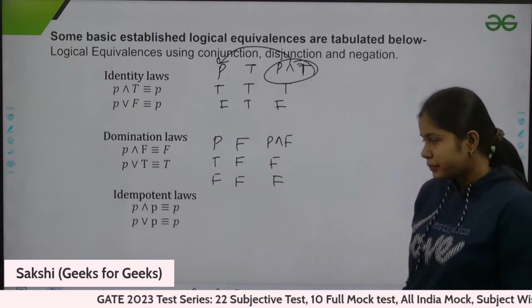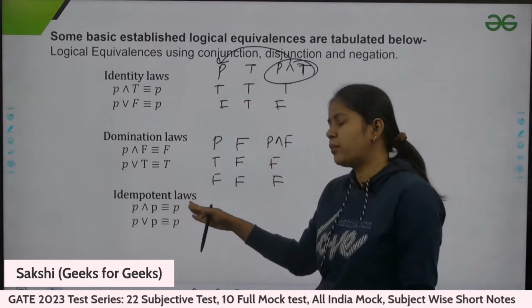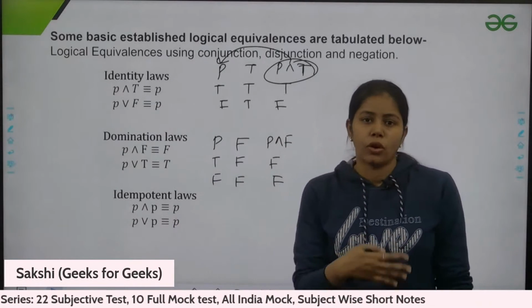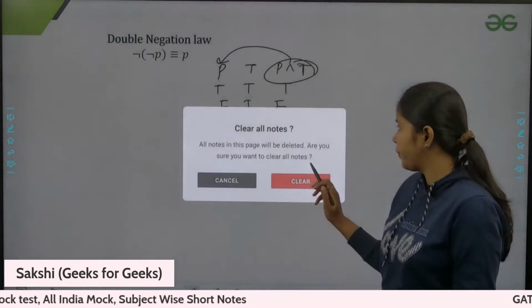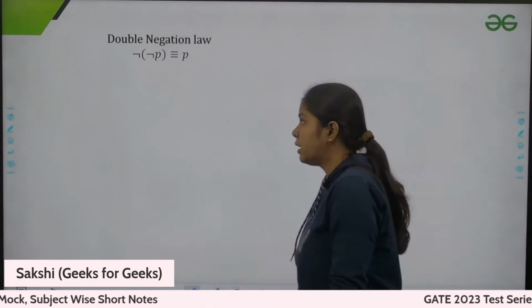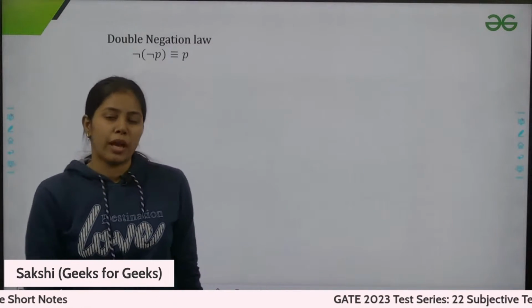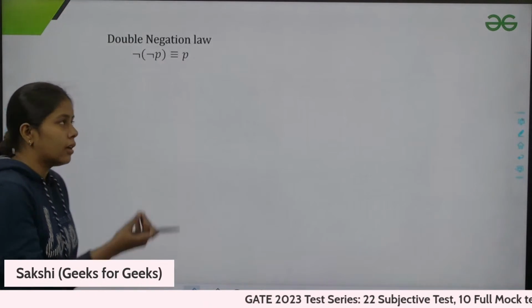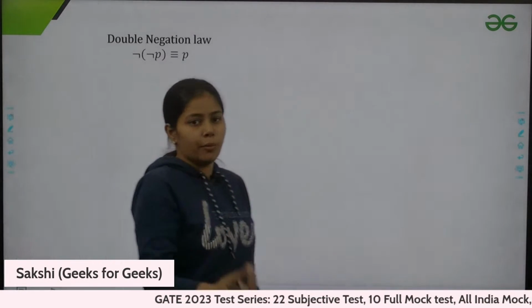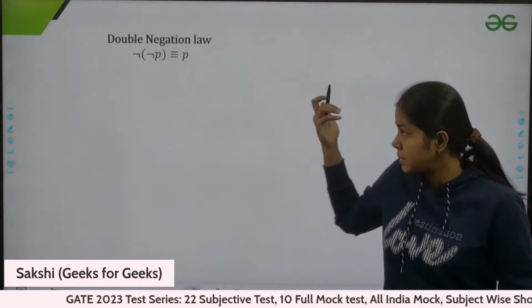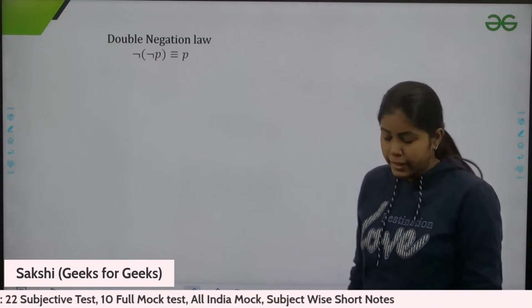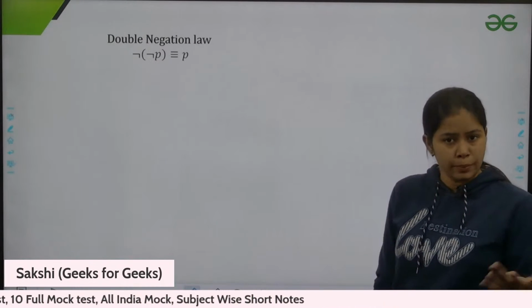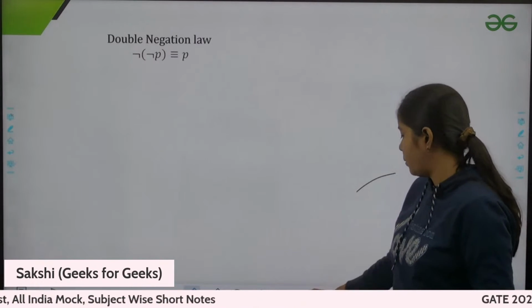Idempotent laws. If you get P and P, that would be equivalent to P. P or P would again be equivalent to P. Guys, you have studied this double negation law in probability also, right? Instead of negation, you studied complement. So that is exactly the same. It is negation of negation P. What is negation of negation P? P.